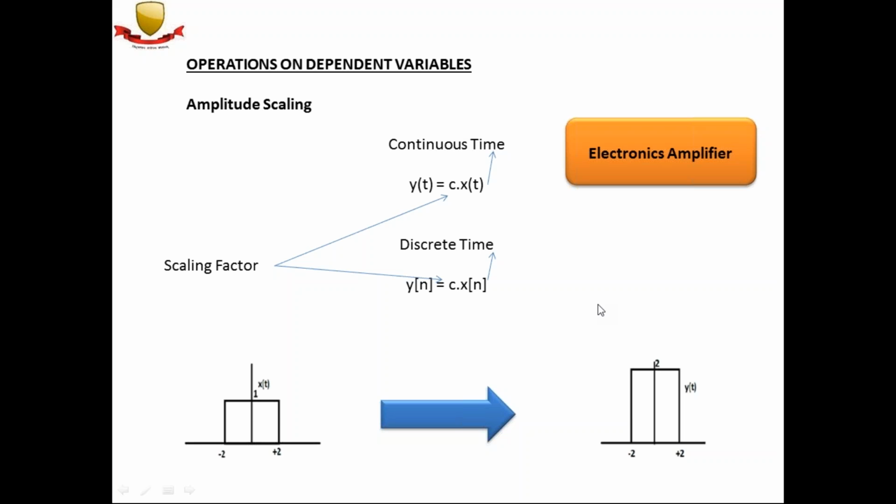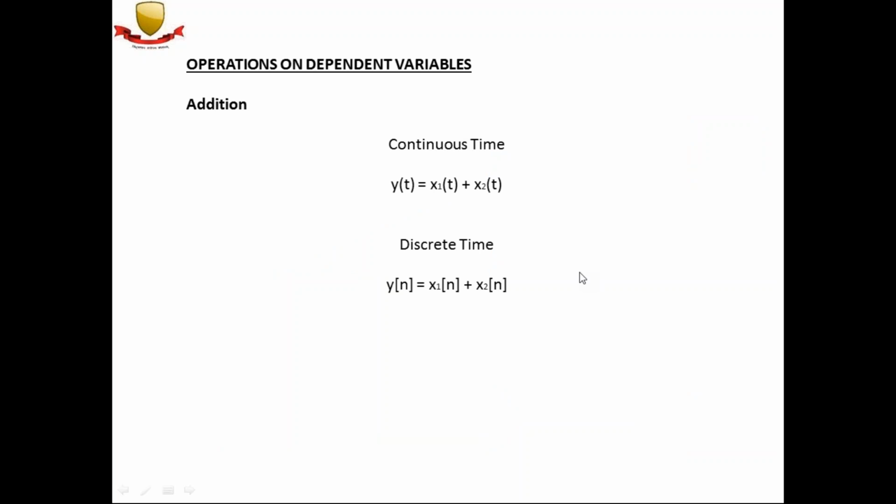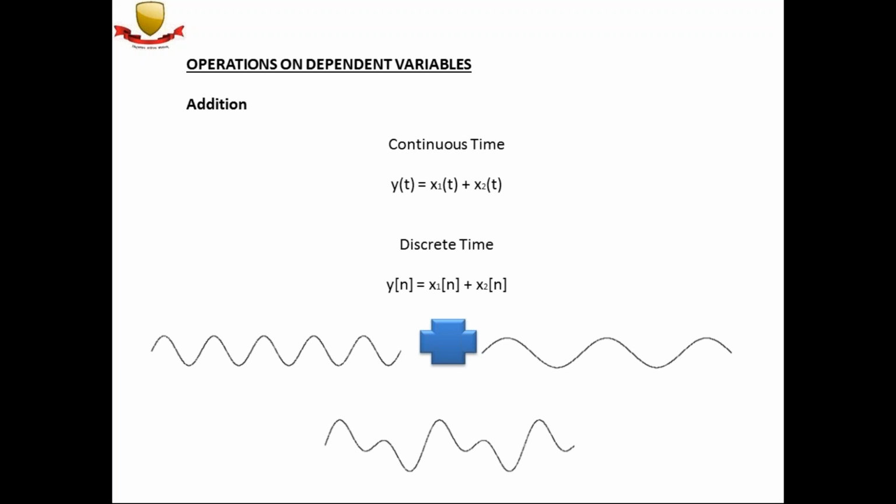In a similar manner, we have something called addition, that is, addition of signals. Again, in terms of continuous time, it may be x1(t) plus x2(t), and in discrete time, it may be x1[n] plus x2[n]. It looks something like this. Let's say this is your first wave or first signal. You are going to add it to another wave or another signal. So this should be your output, right?